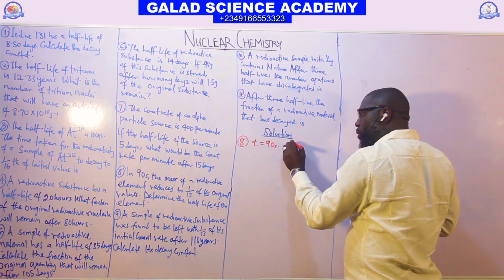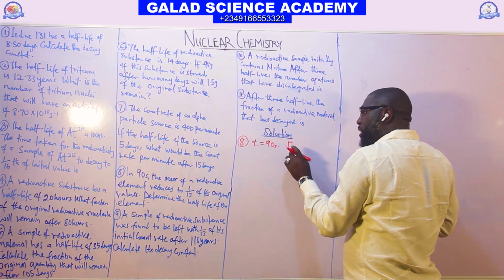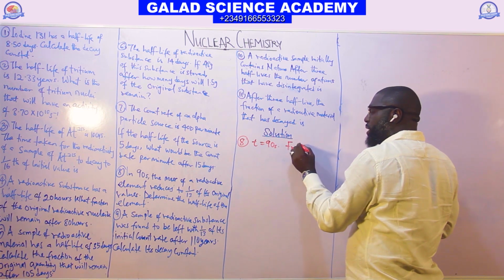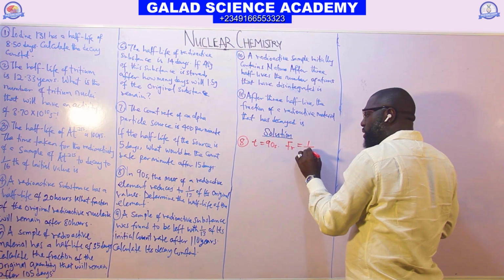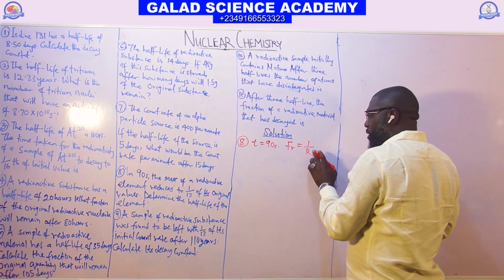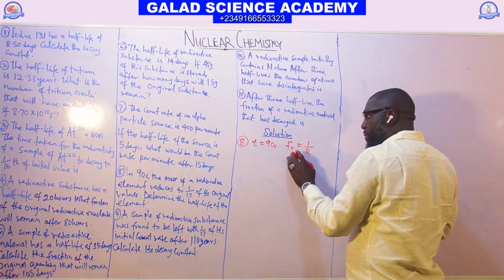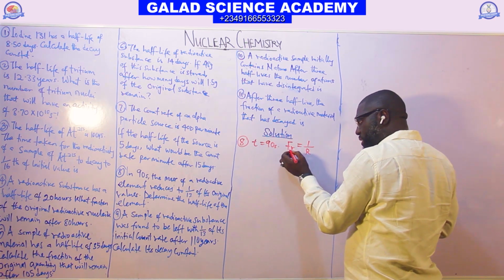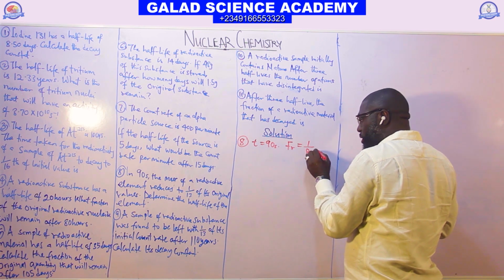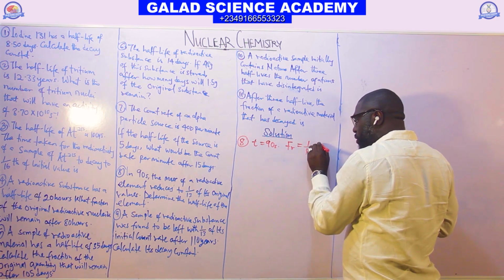You can now say that we call that fraction remaining equal to 1 over, half. That will be fraction remaining. This statement will be the same as we have 1 over.